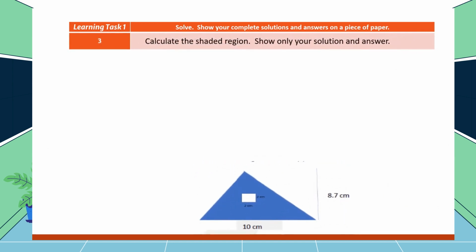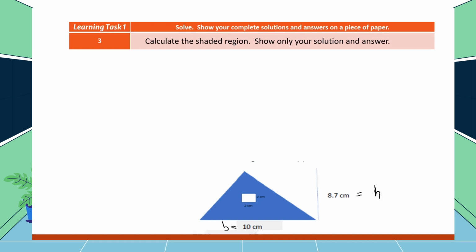Problem number 3. Calculate the shaded region. So dito sa baba, meron naman tayong given triangle and given square. Okay? So dito, ang triangle, ang base ay 10 centimeters. Ito yung ating base. Okay? 10 centimeters. And then, ang given height is equivalent to 8.7 centimeters. So that is our height.